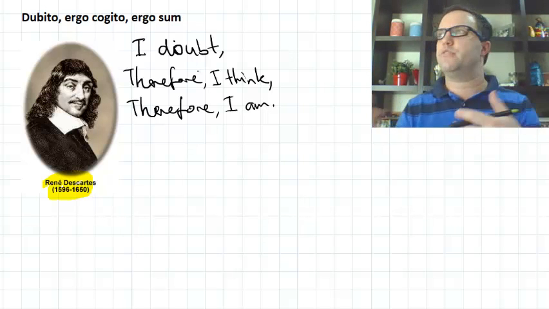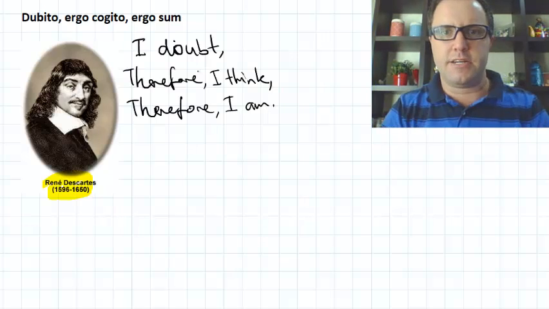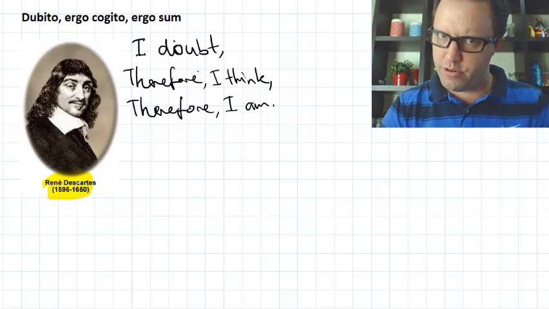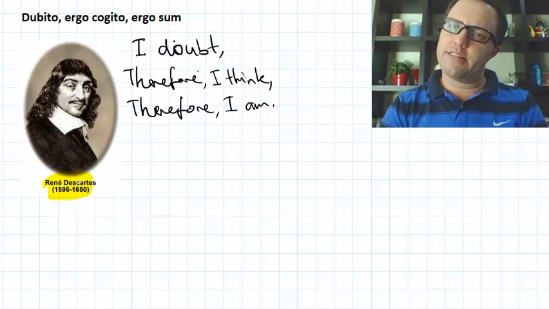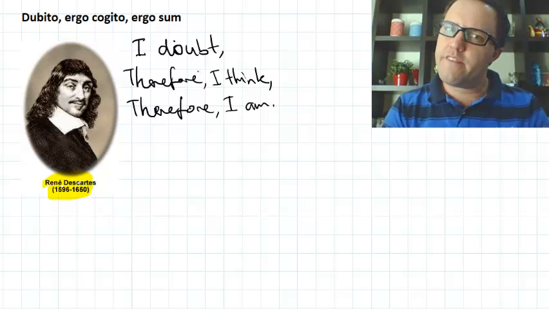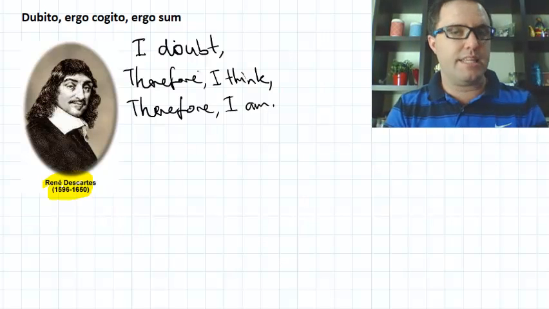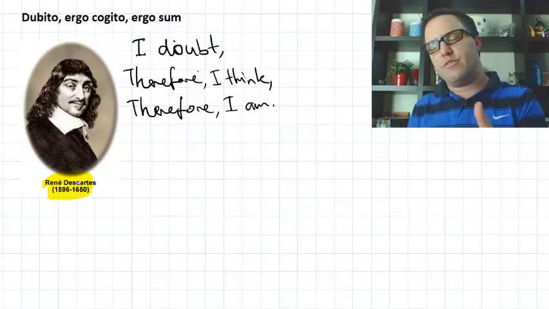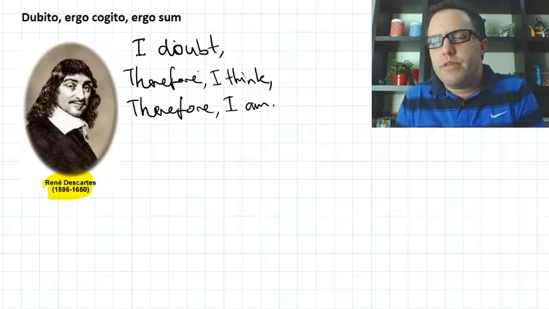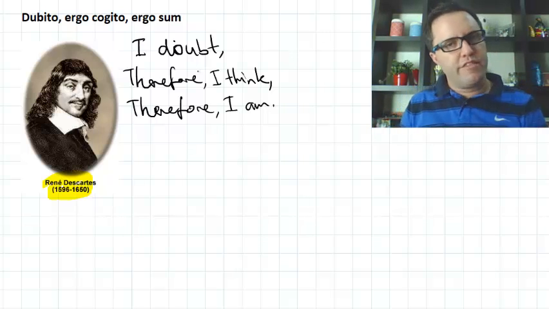And so he's saying that if he can sit here and doubt about things, the existence of the world, the fact that everything could be a dream perhaps, if he doubts, that means he must be able to think. If he can think, it must mean that he exists. And that was sort of the progression he went through. Now, some people kind of disagree with him, but he was very influential in that.